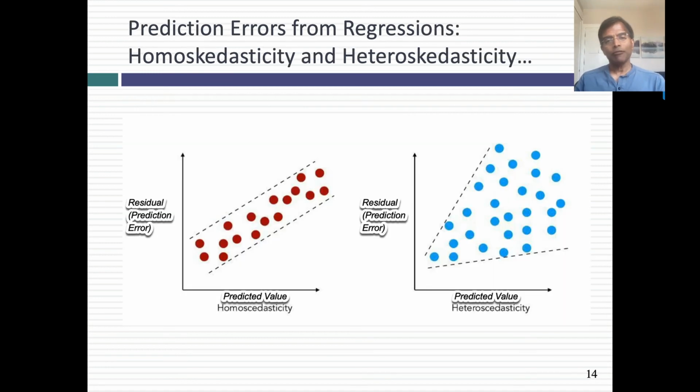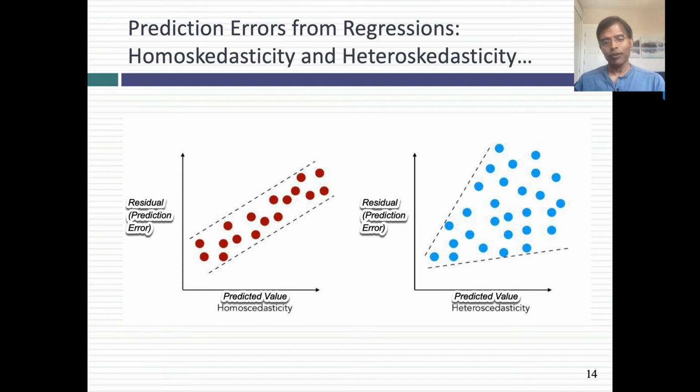Now, in terms of prediction error from regressions, once you're done with the regression, one of the useful things to do is to take your prediction, how much your prediction is off from your actual value, and plot it against the expected value. In a good regression, this is what your prediction errors should look like. There should be no pattern. This is a regression where the prediction errors seem to get higher the higher the predicted value. In other words, the prediction error increases with the predicted value. That's called heteroskedasticity. And it's a problem with regressions when you have that.